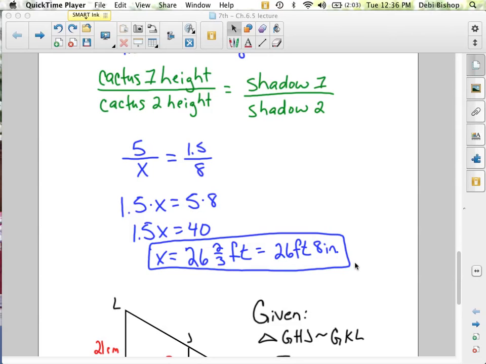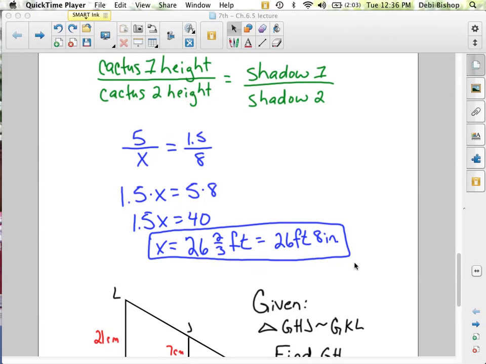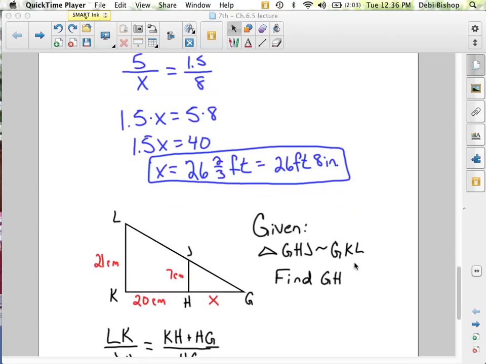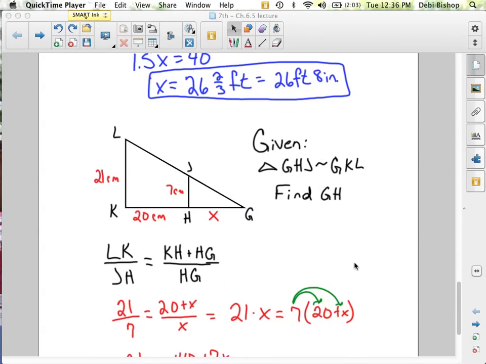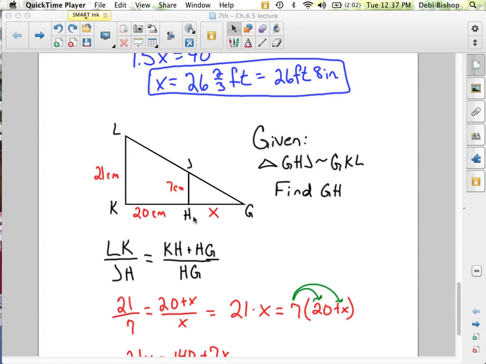So there's another way, and this is our last example here, if you have similar triangles within each other. So here we are given triangle GHJ is similar to triangle GKL, and I need to find GH. So what we need to do here is figure out, again, proportions and ratios. I say, okay, well, I know LK and I know JH, so I can put those as a proportion.